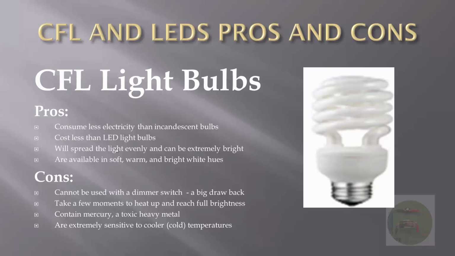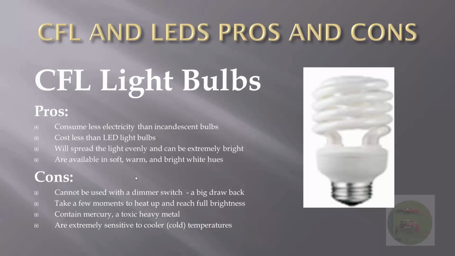Okay, so here we go now. In everything, there's a con. So here are the cons of CFL light bulbs. CFL light bulbs cannot be used with a dimmer switch. And that's a big drawback. If you have your bedside lamp, it has a three-way dimming capability on it, and you go to some store in the neighborhood and you purchase a CFL light bulb, well, you're in for a shocker there. You can't use those with your dimmer switch.